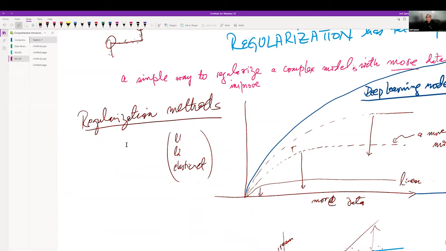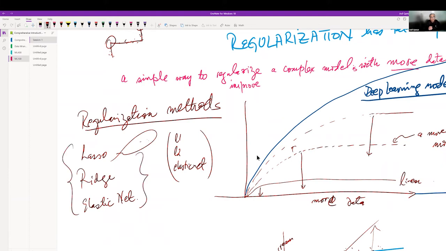Those are called lasso. So there are fancy names for them. Lasso, right? You know the loop that you throw to catch a horse or something like that? Lasso, and then ridge, and then there is the elastic net. We will learn about these three methods, but let's take a 10-minute break.